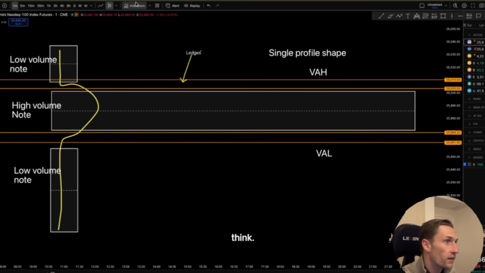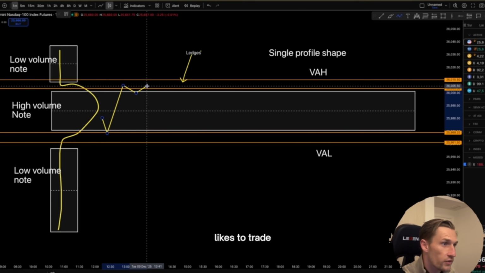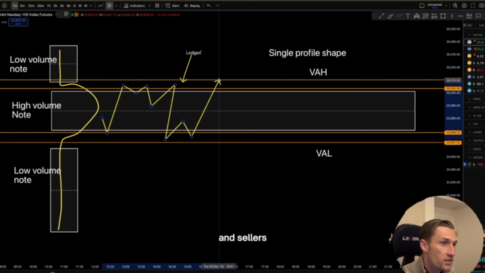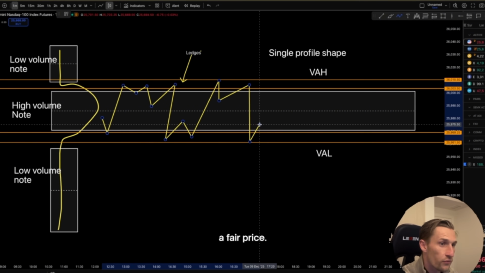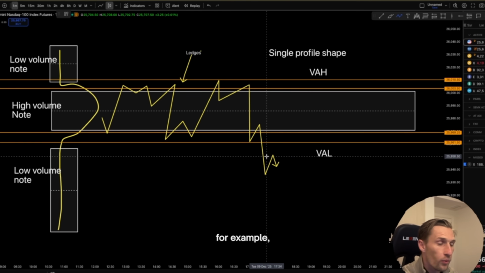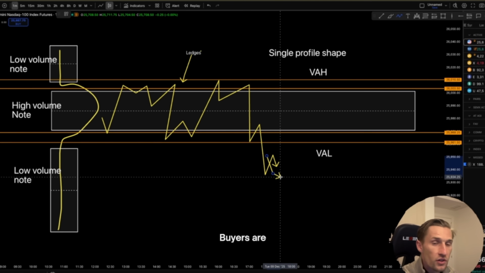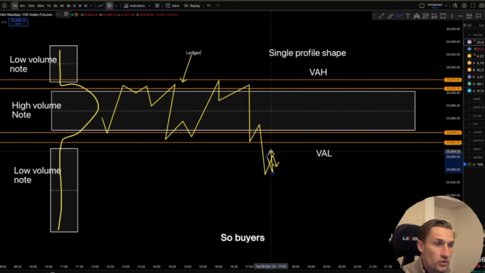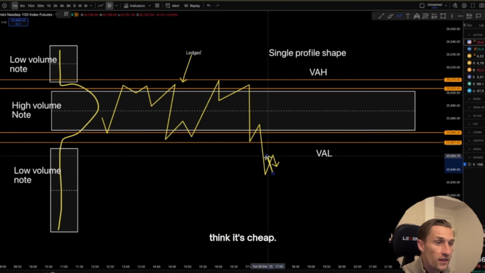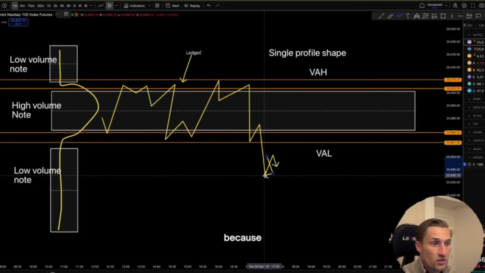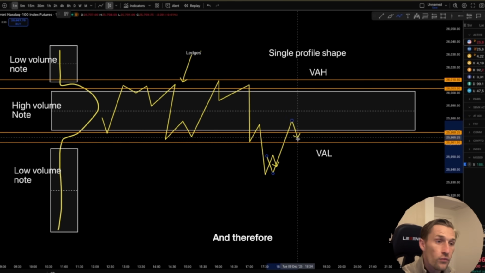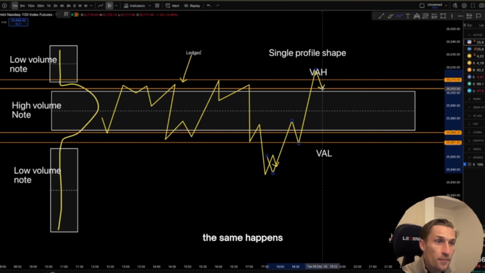So why do you think that price likes to trade in this range? Because buyers and sellers are agreeing that this is a fair price. If we go, for example, out on the bottom, buyers are seeing this as a cheap price. So buyers are stepping in because they think it's cheap. Sellers are not selling because they want more for their money, and therefore we are just trading back in. And the same happens here.